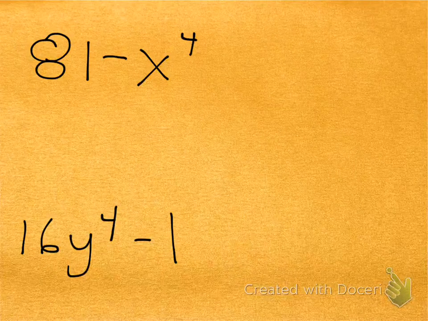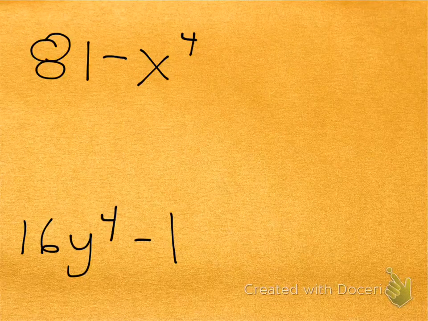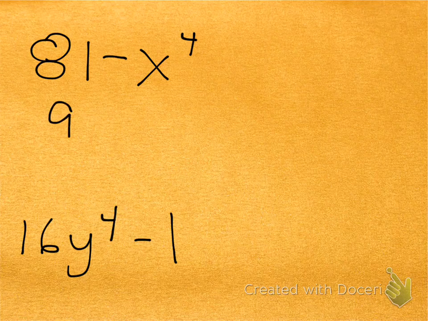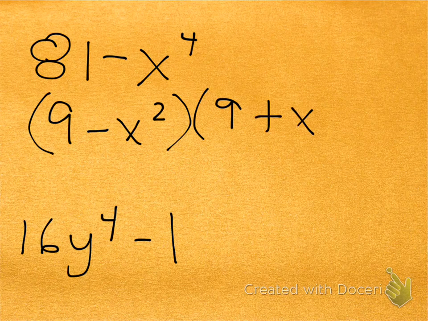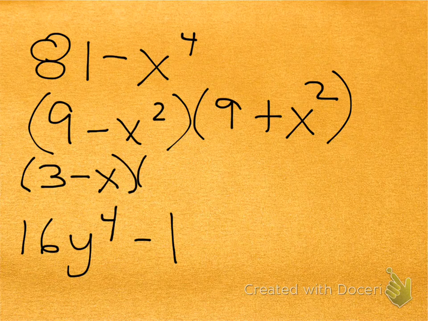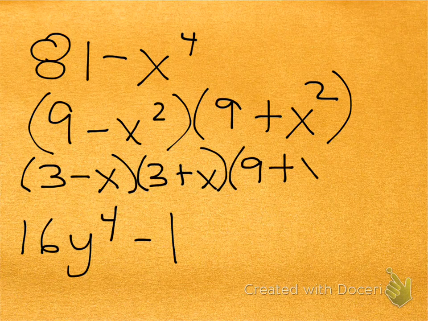The next one, also we're focusing on perfect squares here, so 81 is a perfect square. Since it's x to the 4th, each x term is going to have x squared with it. So we have 9 minus x squared and 9 plus x squared. And then since 9 is a perfect square and we have a minus x squared, we can split that up even further: 3 minus x, 3 plus x. And then we have to keep the other one how it is because we have a plus sign instead of a minus sign.